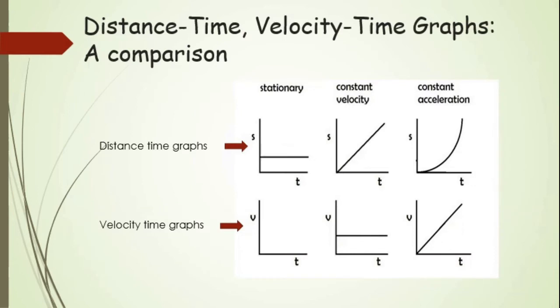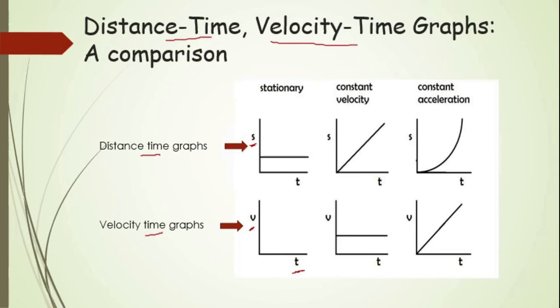So here is a brief comparison of the distance time graph and a velocity time graph, right? You learnt about distance time graph in the previous class, and in this class you learnt about velocity time graphs. So distance here is represented by s on the y-axis, and we have t on the x-axis. And in the velocity time graph, we have velocity v on the y-axis and t, the time taken, on the x-axis.